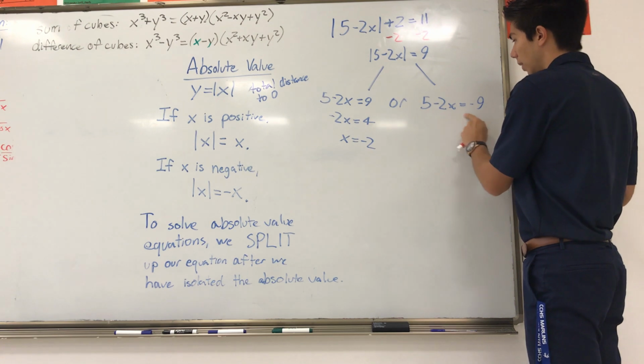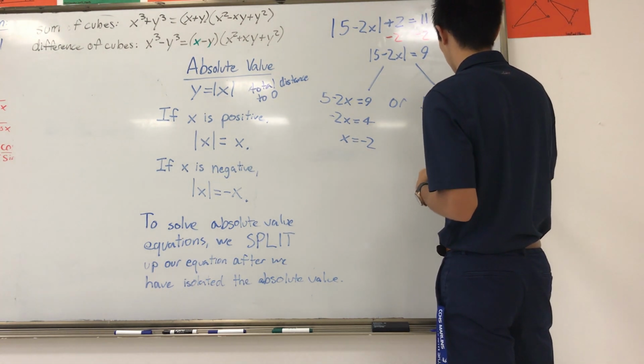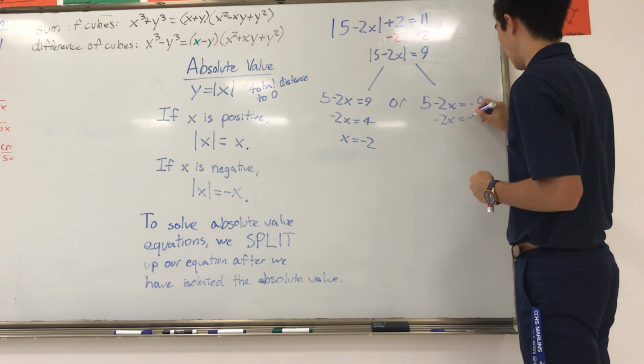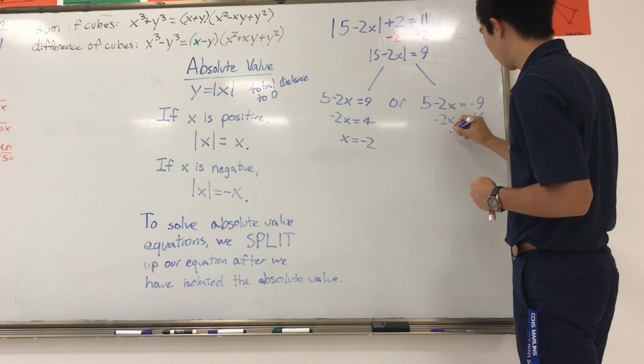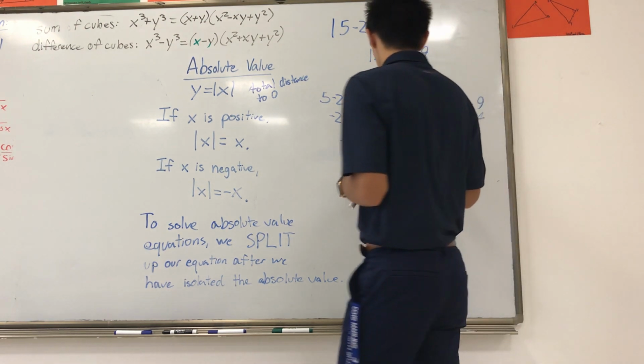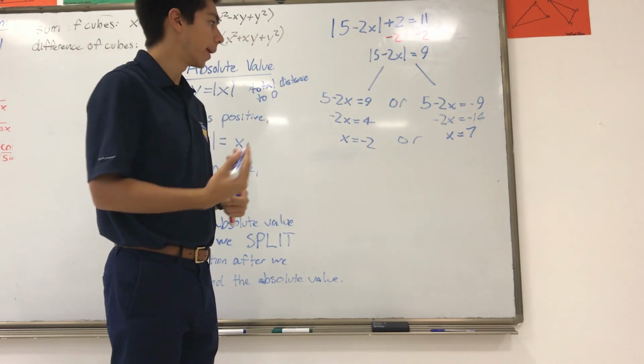I have 5 minus 2x equals negative 9. I'm going to subtract 5 again. I'm going to do actually the same exact process. I'm just working with a different number over here on this side. So this would give me negative 14. If I divide by negative 2, I get x equals 7. So x equals negative 2 or x equals 7. They are both legitimate answers.